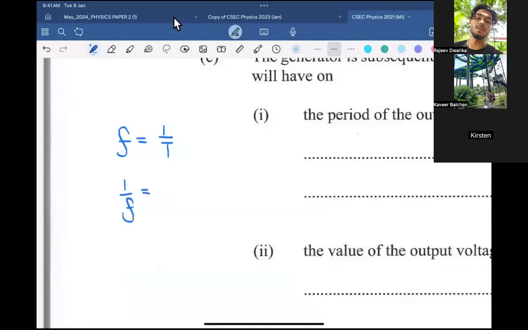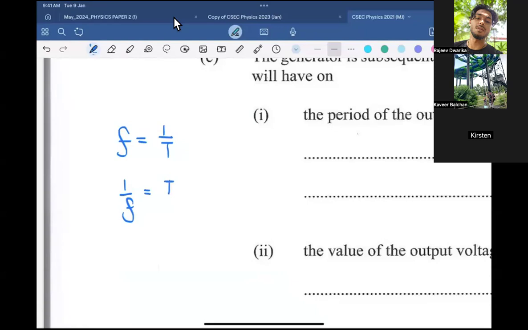Where's T over 1? T over 1 is just what? If I ask you, what's 5 over 1? What are you going to tell me? 5. 5, right? So what's T over 1? T. Right. So that's what T is.